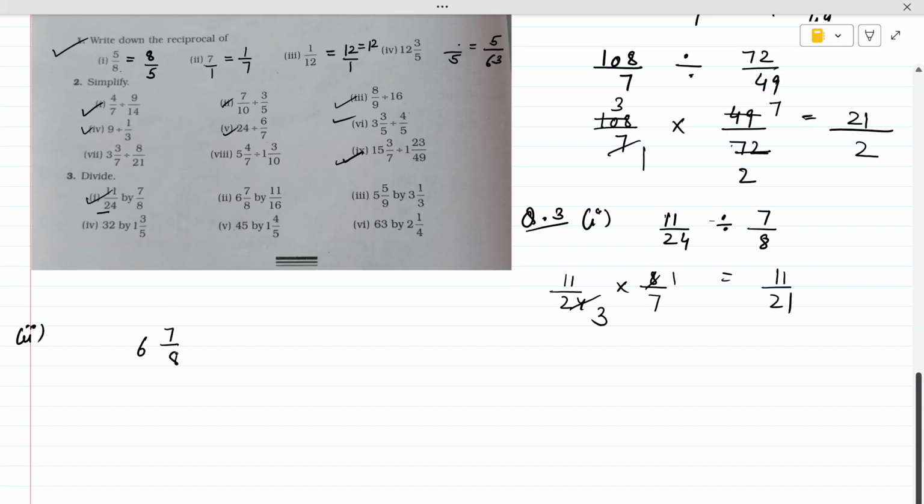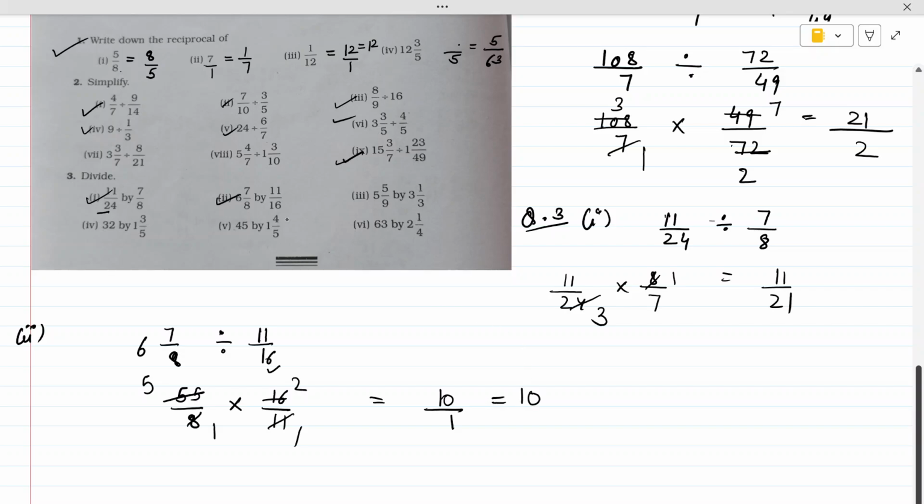6 7 by 8 divided by 11 by 16. So 8 into 6 is 48. To this 48 we have to add 7, which will become 55 by 8. This fraction we have solved. Change division to multiplication. Do the reciprocal. We'll get 11 into 1, 11 into 5, 8 into 1, 8 into 2. Answer will be 5 into 2, 10 divided by 1 into 1, 1 only. So the answer is 10 here.